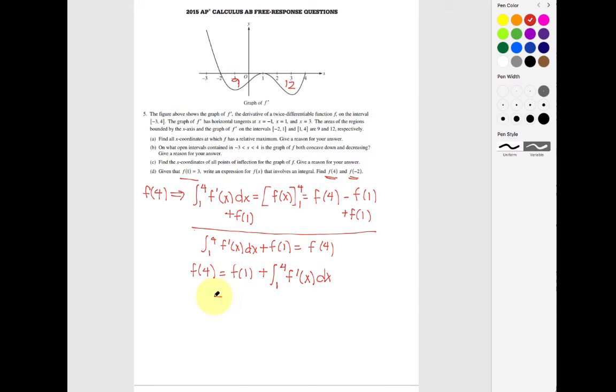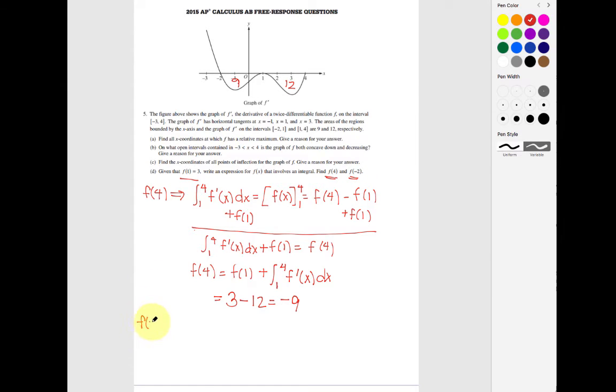Now I have some numbers to plug in. I know f of 1 is 3 because that's given information, and then the area under my curve from 1 to 4, under my f prime curve, is negative 12 because I'm going down. So 3 minus 12 is equal to negative 9. Now the next thing they ask us to do is f of negative 2.